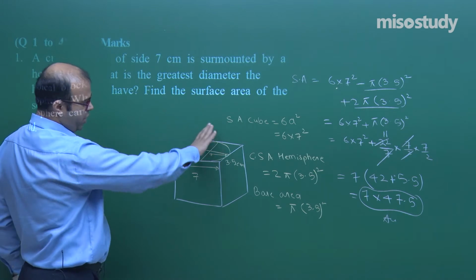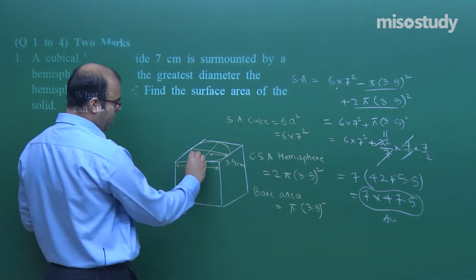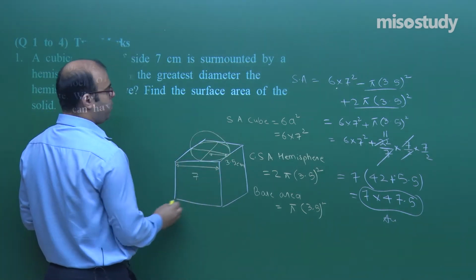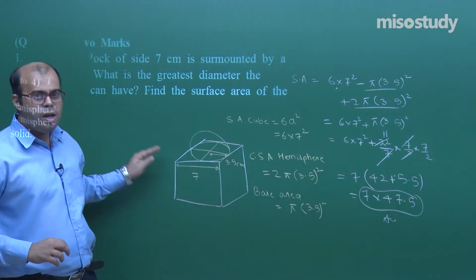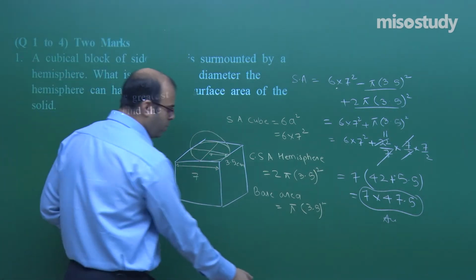There is a hemisphere here. You can understand it like this: there is a hemisphere over here. So the surface area is that of this hemisphere plus the open area of the block.